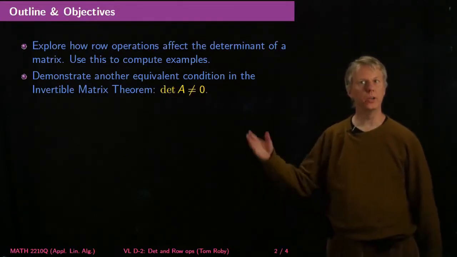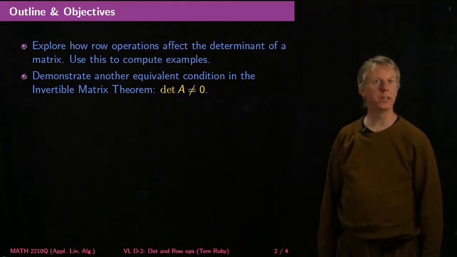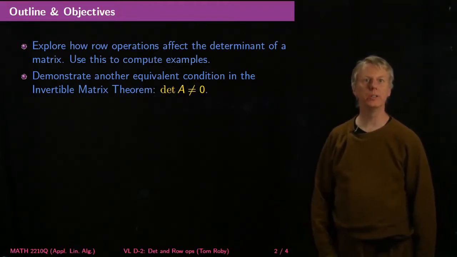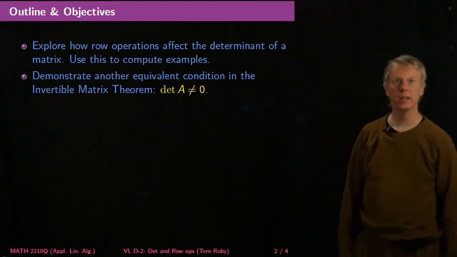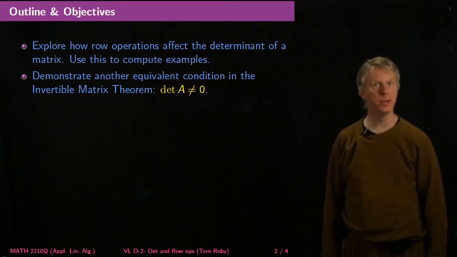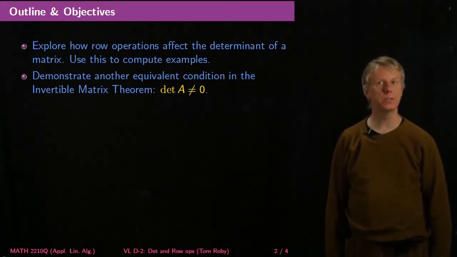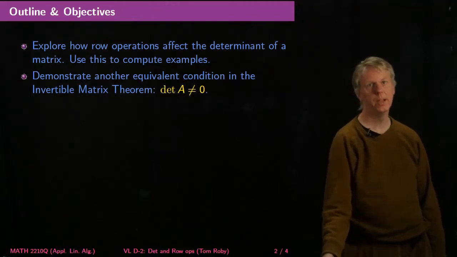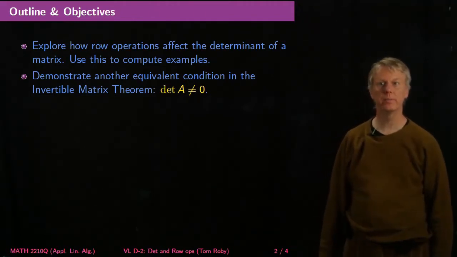So our first goal is to explore how row operations affect the determinant of a matrix. We'll see that every elementary row operation has a very simple, predictable effect, and we'll use this to compute an example. After that, we'll demonstrate another equivalent condition in the invertible matrix theorem, namely that an n by n matrix is invertible if and only if the determinant of A is not equal to 0.